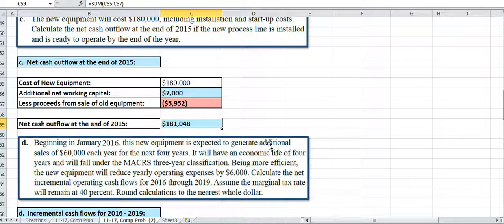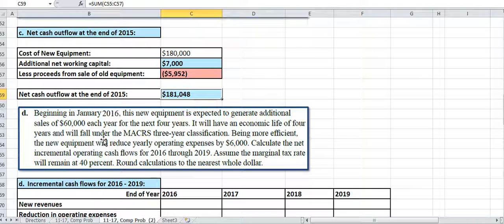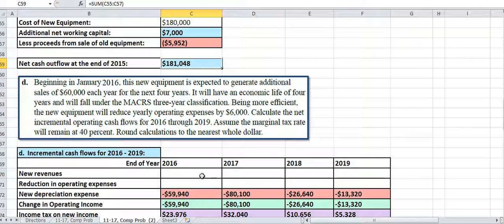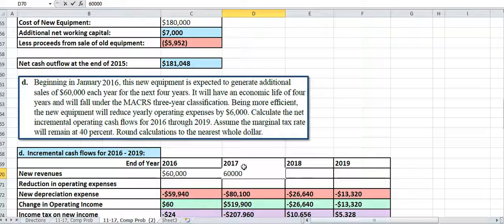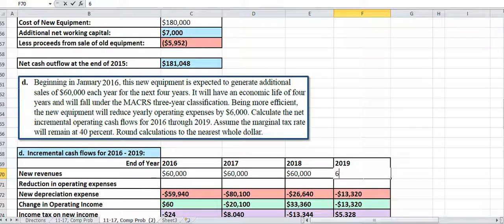Now, the next thing is we're going to look at cash flows that are going to be generated by installing this new process line. And the cash flows are going to be $60,000 for 6 years. So I'm going to put that in here, $60,000. I'm probably going to run out of time because I only have 15 minutes on one video. So if I run out of time, we'll just pick this up. 60,000, right? So let me take that 0 out of there. And 60,000 for 6 years.